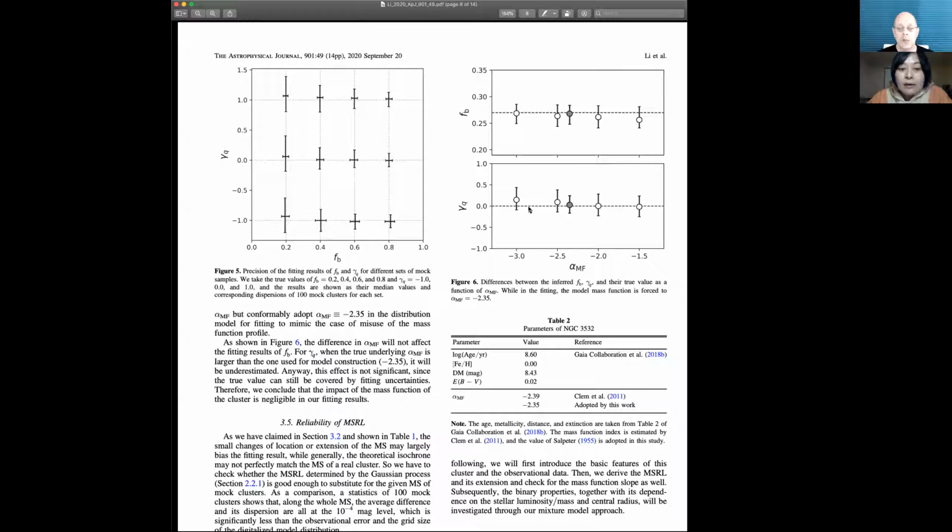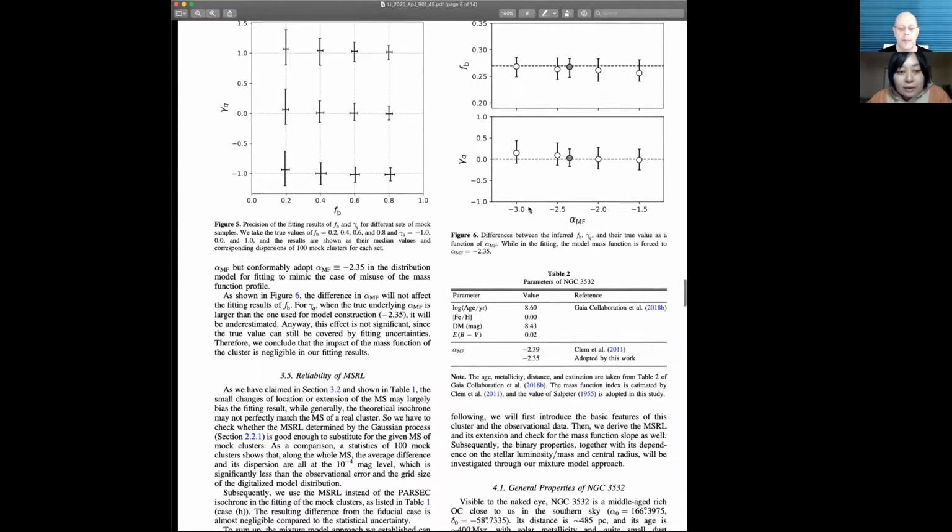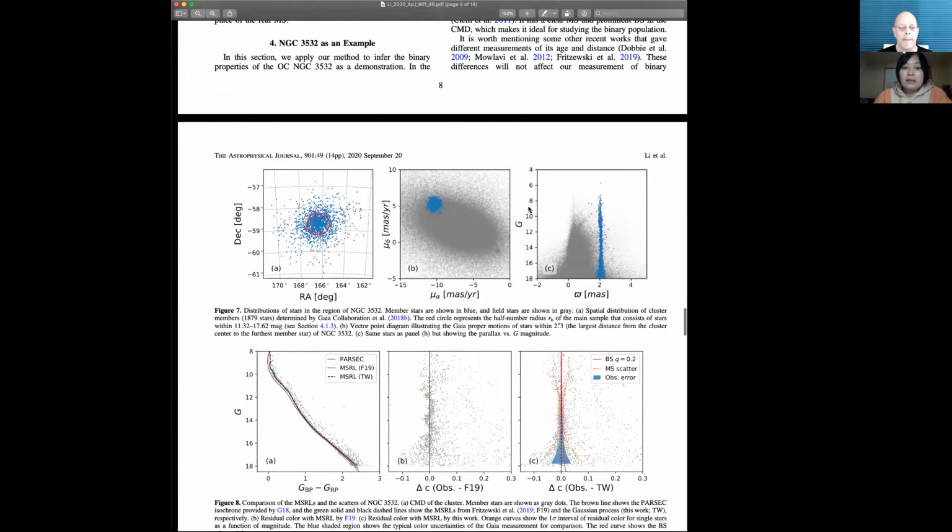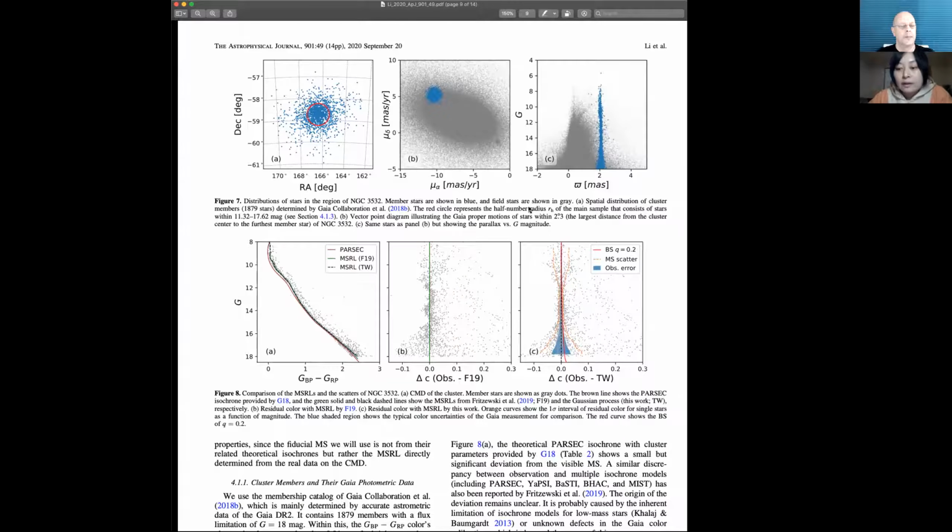Then we apply our method to real observational data, NGC 3532. This open cluster is a relatively young open cluster. Its age, like in table 2, the basic properties of NGC 3532, is about 400 million years. It is solar metallicity and 405 parsec away. It has very little extinction. It is very bright in the southern sky. So we use it as an example to demonstrate our method.